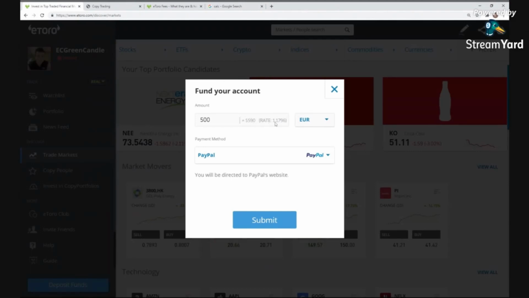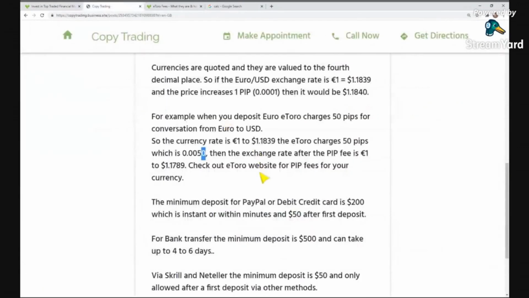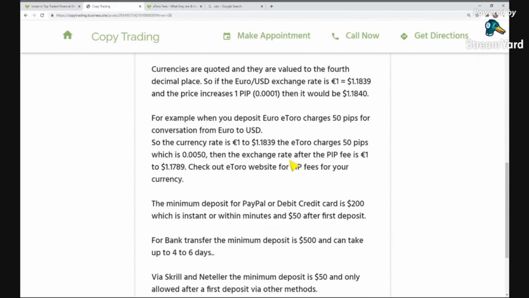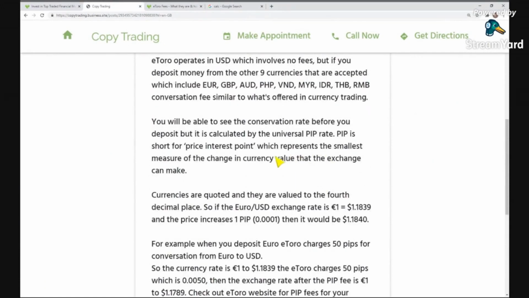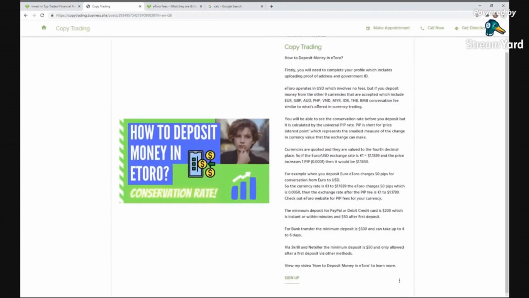Okay, so it's perfectly correct there. It might have gone up by a decimal place since I made that figure. So hopefully that's pip. Okay, so that is points. So that is the price interest point. So that is used in trading terms, and hopefully everyone understands that. But it's automatically calculated on eToro to make it simple for you.